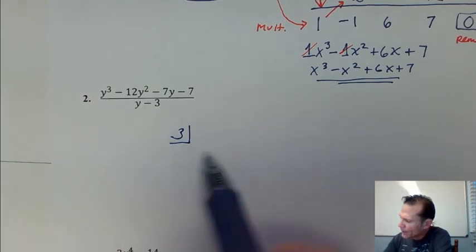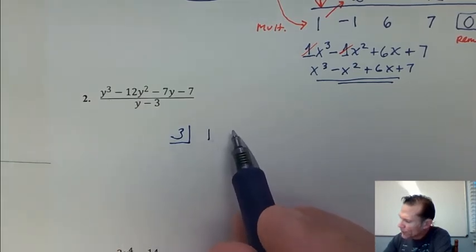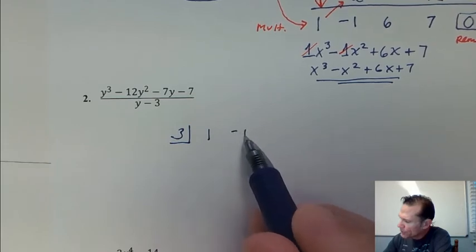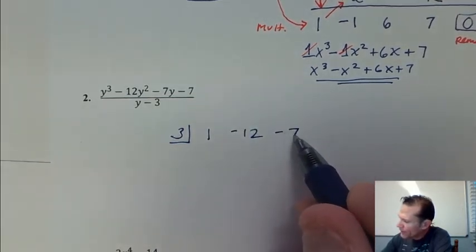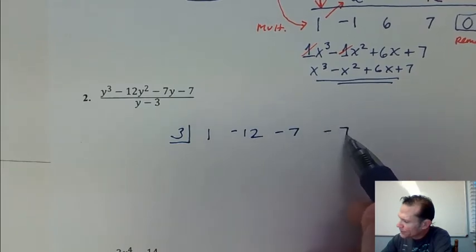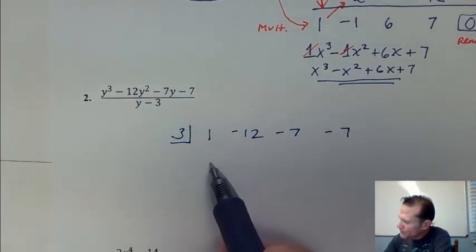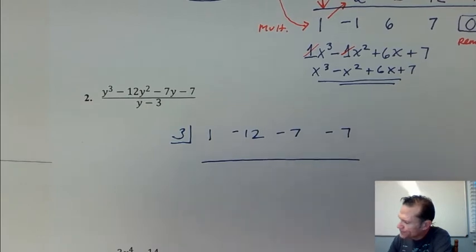And then I'm going to take my coefficients off. That's y to the third, that's y squared, and this is y, and this is the constant. We have every place value represented. Draw my line. Going to drop this number right here.